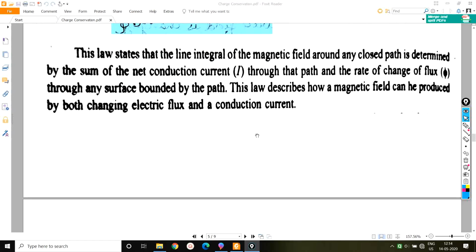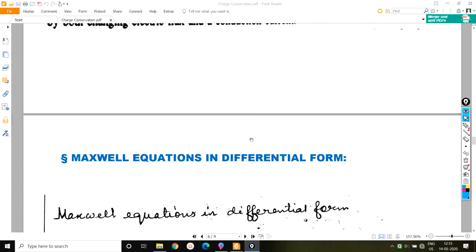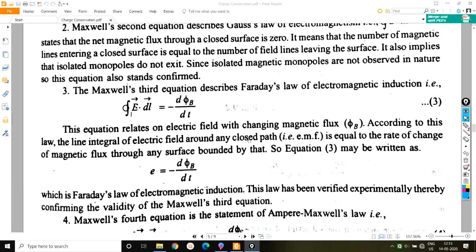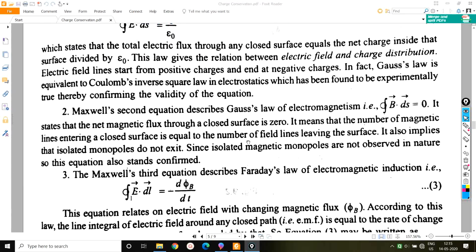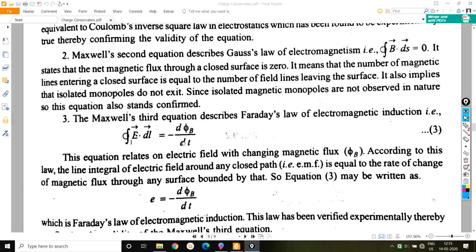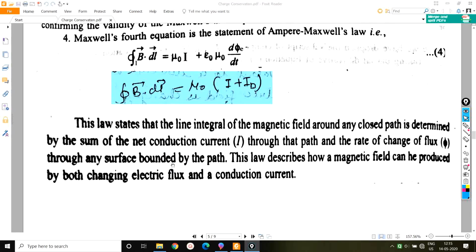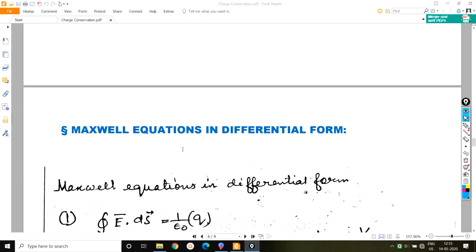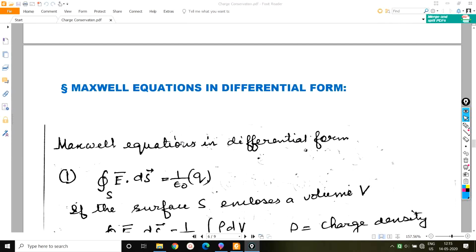Next, let us try to convert these equations into differential form. You will note that all these equations have an integral sign on the left hand side. All the four which I have shown here: first, second, third, and fourth. Can we convert them into differential form? The differential forms are also handy, particularly when we go on to derive the expressions for electromagnetic waves. Then Maxwell's equations in differential form are very important. So let us try to give an insight into how to convert Maxwell's equations into differential form.